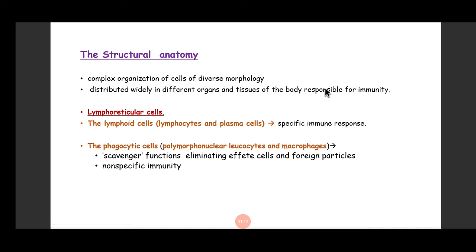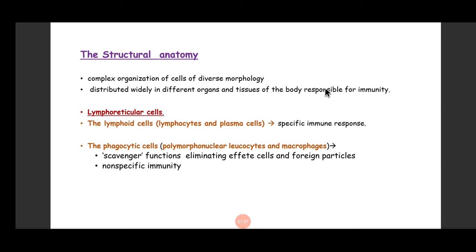If we talk about the structural anatomy of the immune system, there are two types of cells in the immune system. One, lymphoid cells, lymphocytes and plasma cells, and others are phagocytic cells. Lymphocytes are responsible for specific immune response, both humoral and cytotoxic immune response. The T lymphocytes are mainly responsible for cytotoxic immunity, and the B lymphocytes and plasma cells are responsible for humoral immunity.